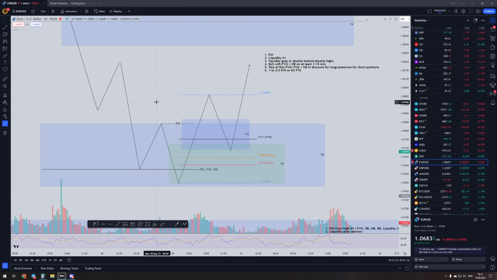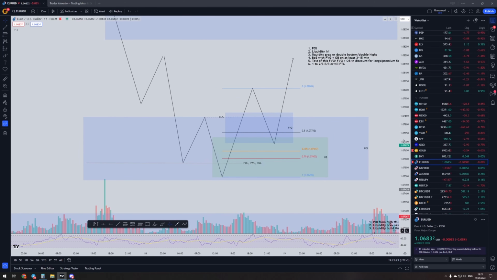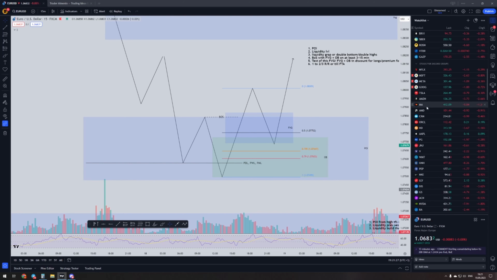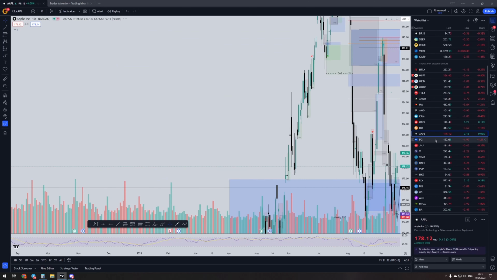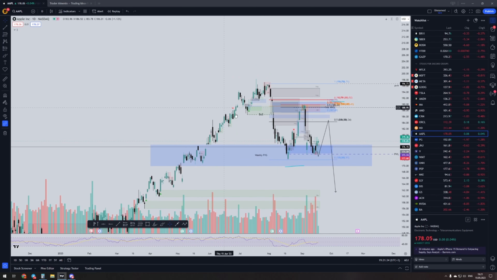Simple, and you can see it everywhere. You can see this here on euro. You can go on Apple and see this on a daily time frame. We have this break of market structure. We have this imbalance. We tested this imbalance and we went down. That's it. This is your position.